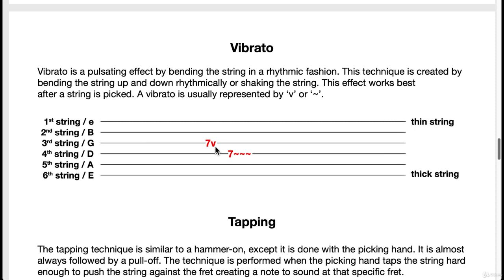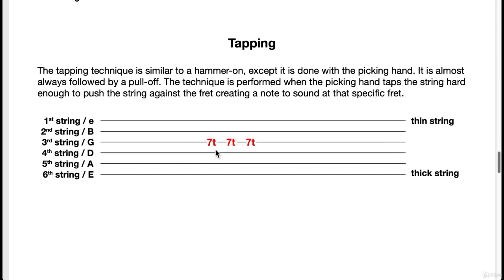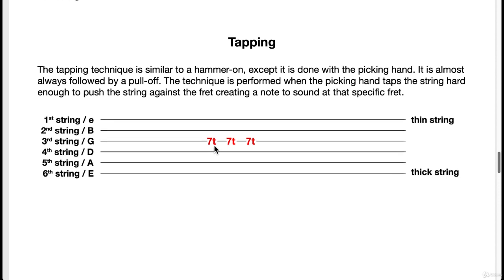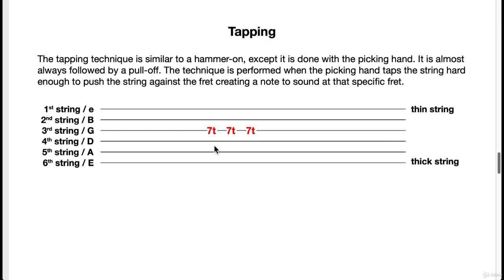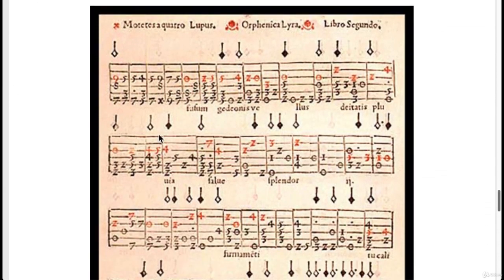Vibrato is represented by a V or some squiggly lines after a particular note. Tapping is similar to a hammer-on, except usually we're going to be using the right hand or the picking hand to do this, and you'll see it as a T. Sometimes it might say RHT, or right hand tap. This is some old school tablature, if you will.